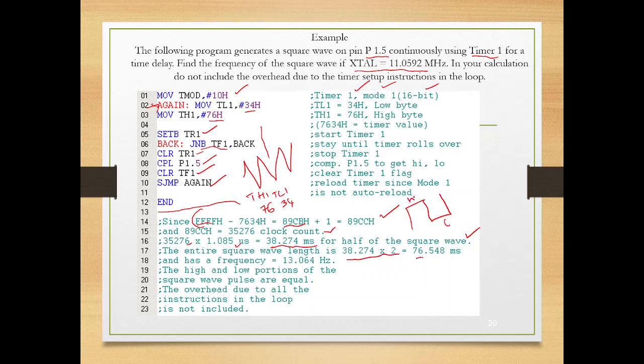So 76.54 is the actual value in milliseconds, and the frequency can be found as 1 by 76.548 milliseconds. Calculating this, we get the frequency 13.064 hertz. This way we are producing the square wave.